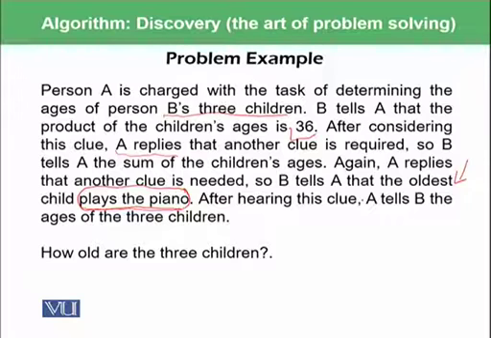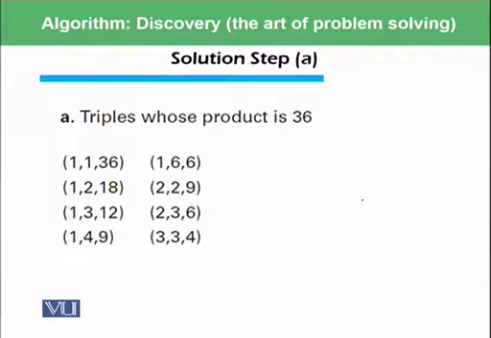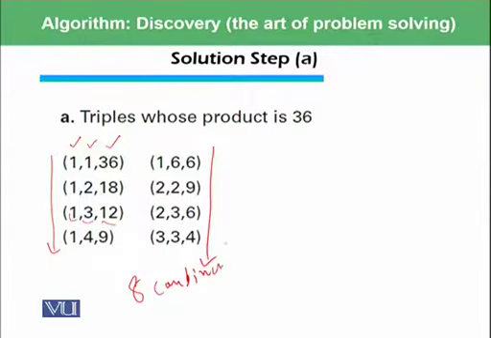So let's start discussing one by one. The first way is that we need to make all of the combinations which give 36. So 1, 1, 36: the age of the first child is 1, second is 1, third is 36. Then 1, 2, 18. First could be 1, second could be 3, third could be 12, and so on. So we have found these 8 combinations, and these 8 combinations are all the possible combinations of 3 values which can give the product as 36.